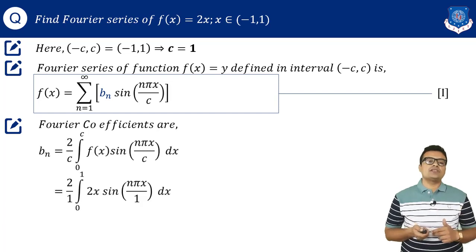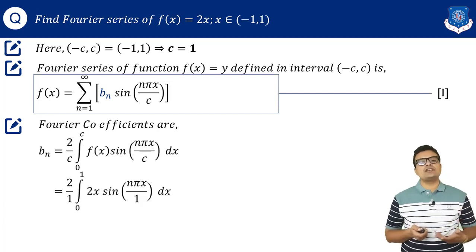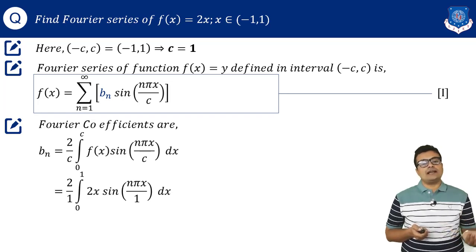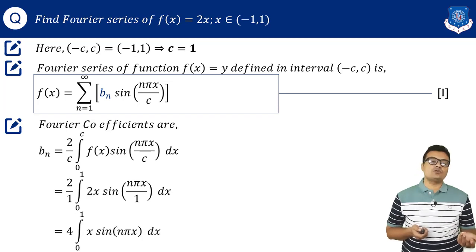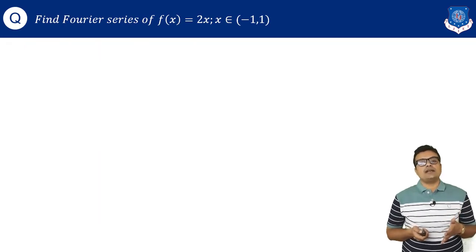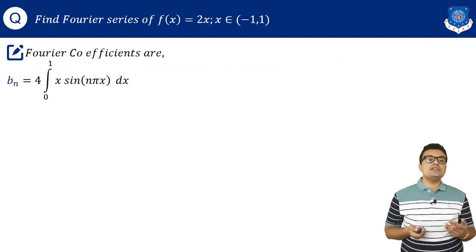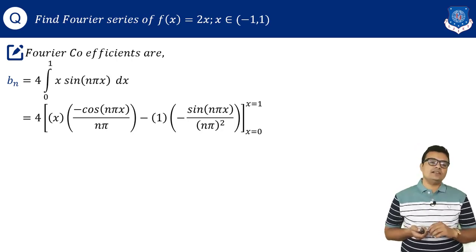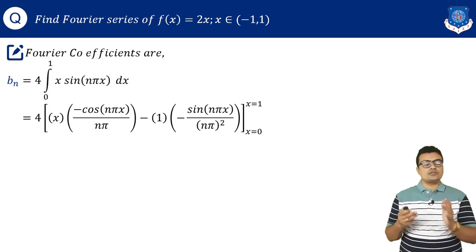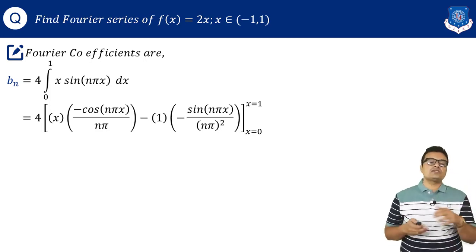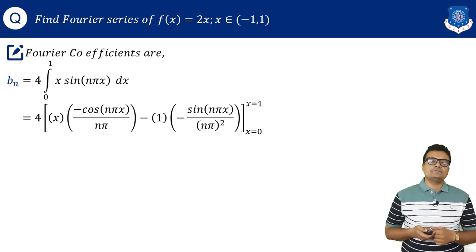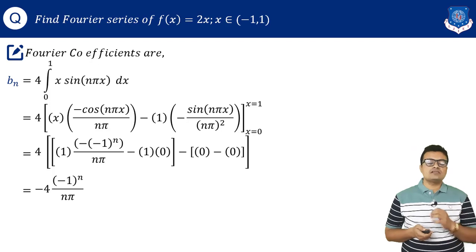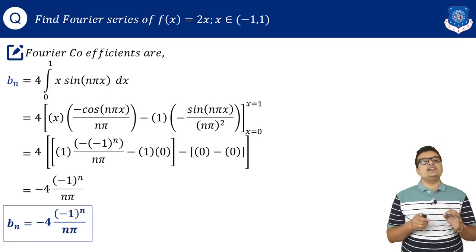So now coming to that calculation, in bn we have (2/c) integral from 0 to c of f(x) sin(n pi x / c) dx. c is equal to 1 and I am taking the input function f(x) as 2x. So again it is x into sin(n pi x). Again I am using integration by parts with the Leibniz formula. The first bracket is for x, the second bracket is for the integration of sine. Change the sign from plus to minus, take two brackets, the derivative of the previous first, and in the second bracket the integration of the previous second. Then take the limits 0 to 1 and ultimately it will give you -4 times (-1)^n upon n pi. This is the value of bn.